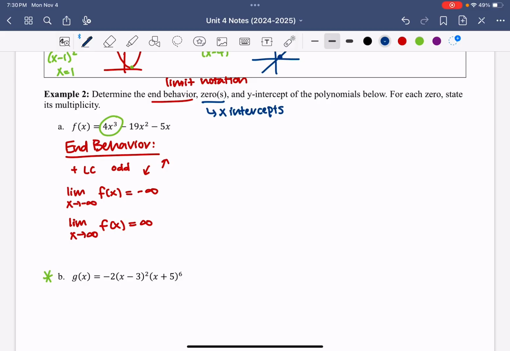However, I do see that each of these terms has an x, so let's go ahead and factor out an x. So I'm left with 4x squared minus 19x minus 5, and what I have left inside is a quadratic, so let's see if we can factor that. Spoiler alert, we can. So that's going to leave me with x plus 4 as a factor, and then x minus 5 as a factor.